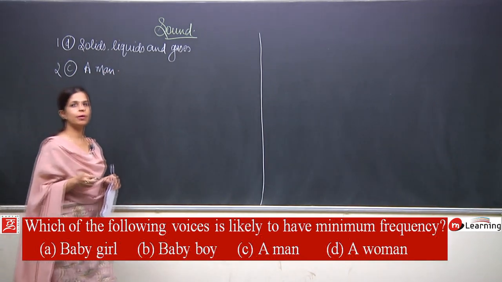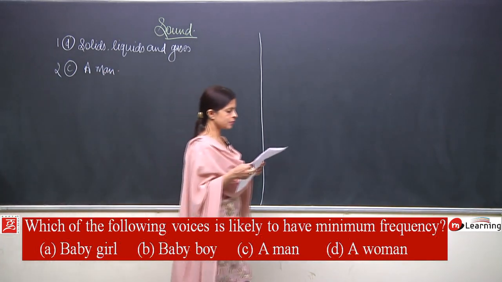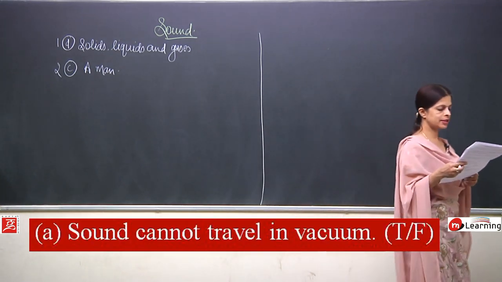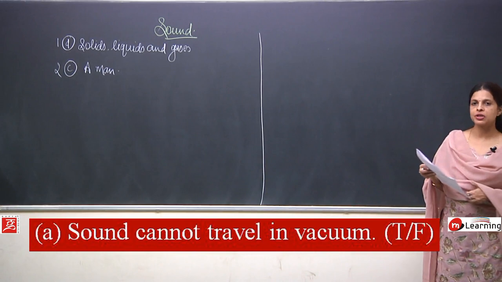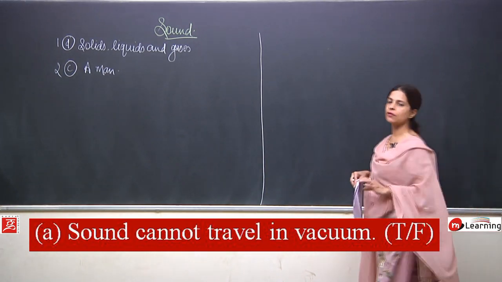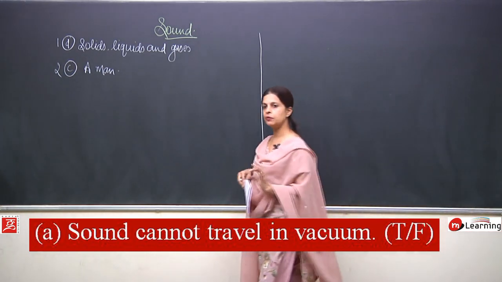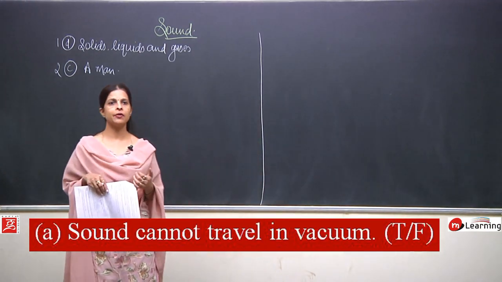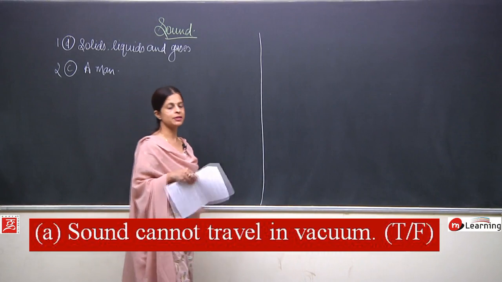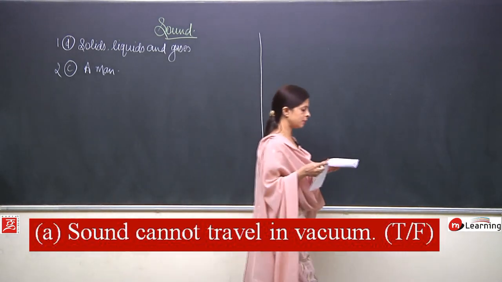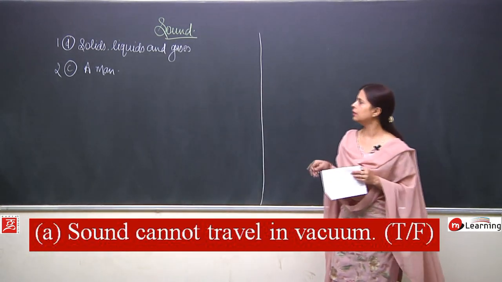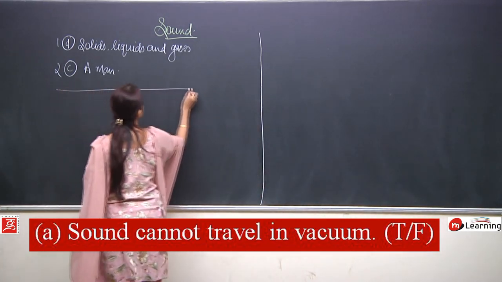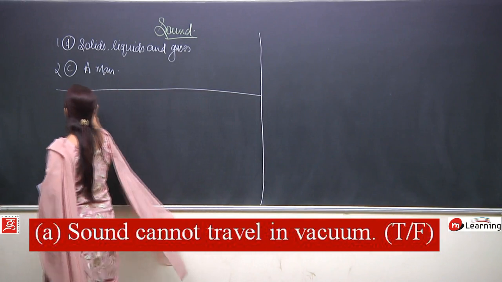So now we'll talk about the next question, children. It is question number 3. In the following statements, tick T against those which are true, and F against those which are false. So we are supposed to write T for the correct sentence, and F for the false statements. So let's begin with question number 3, children.